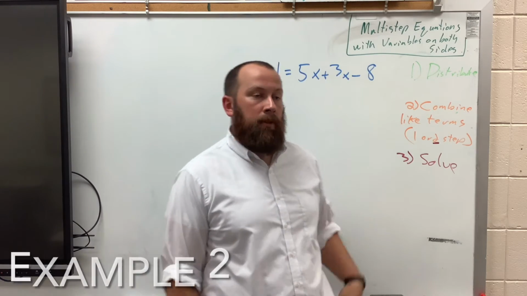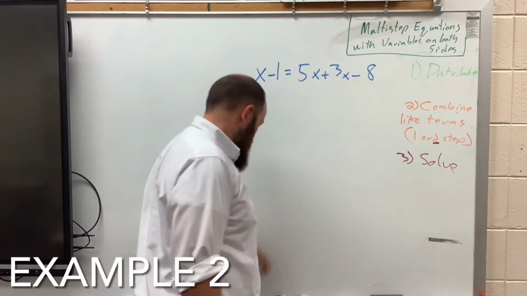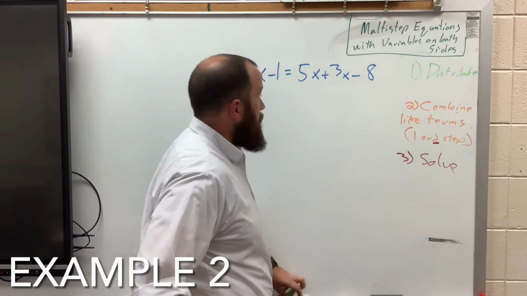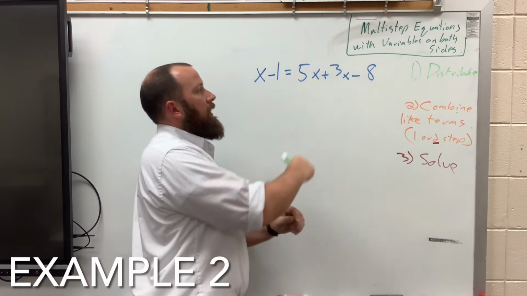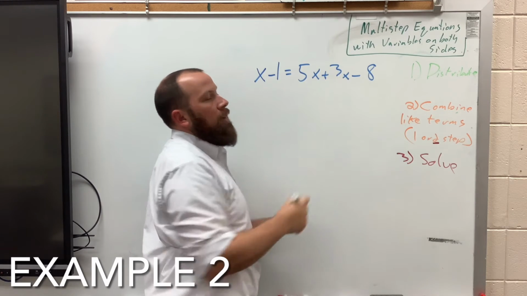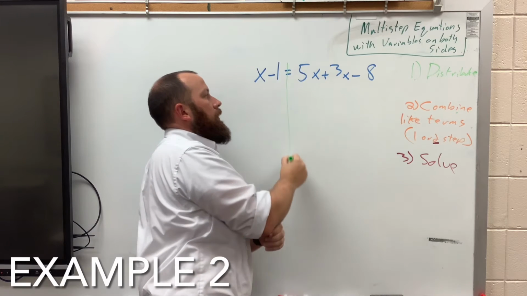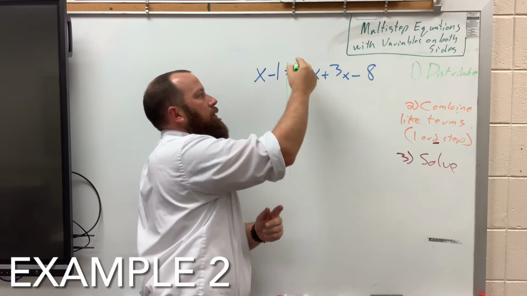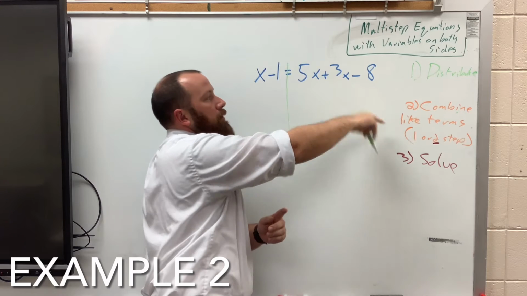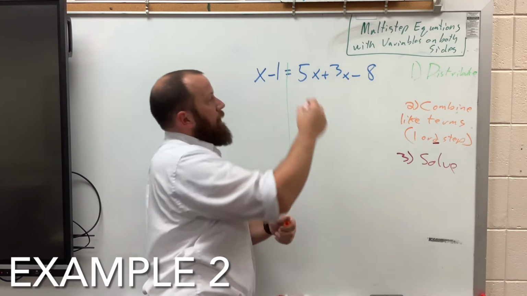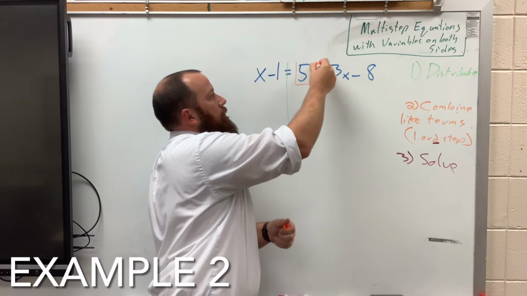All right, here's example number 2. This one is something like the last one, except there's no distribution. And now I have like terms that are on the same side first. If you go back to the first one, the like terms were on opposite sides. So the first thing, since there's no distribution, I'm going to go to combine like terms. And I'll stick with the colors to keep it organized. So this is a like term.